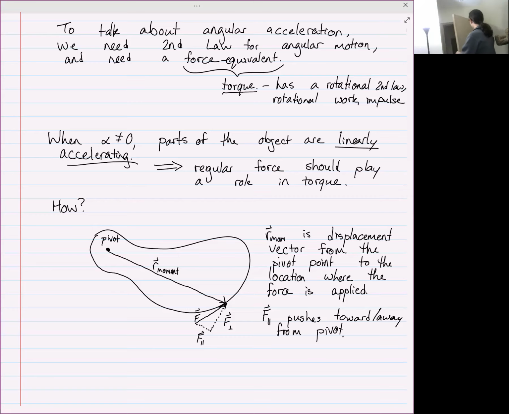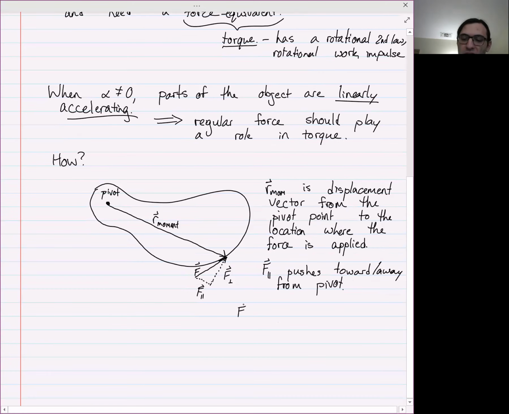For example, with the pivot being over here, if I push this way, that causes the rotation. That would be F perpendicular. If I push this way or pull this way, it doesn't cause any rotation. So that should probably agree with your intuition, right? You push perpendicular to the hinge if you want to make the thing rotate. That's just what we do. So that is all to say, F perpendicular is the part of the force that causes rotation. So indeed, the force does affect the angular acceleration.